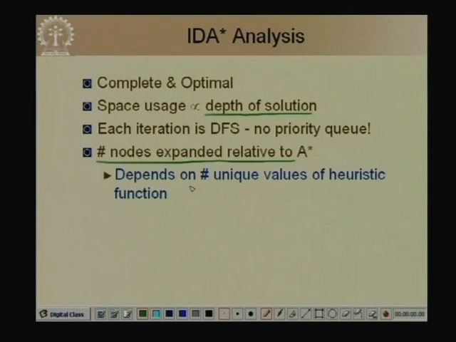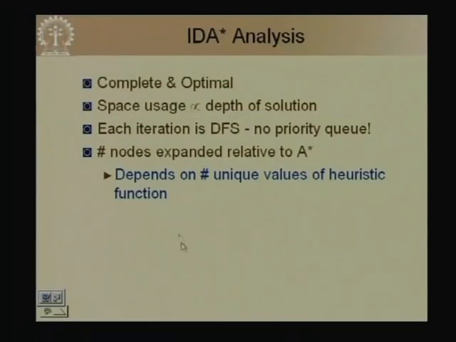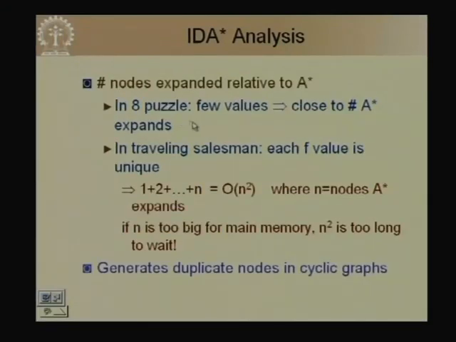So, in general, if there are a lot of possible f values in the search tree, IDA star can generate the square of the number of nodes that A star generates. But where several nodes share the same f value, IDA star will typically expand a constant order of nodes more than A star. So, in the 8 puzzle we have few values of f, because all the f values are integers. So, IDA star is quite efficient.